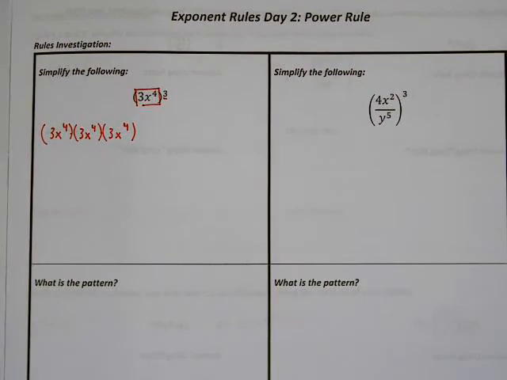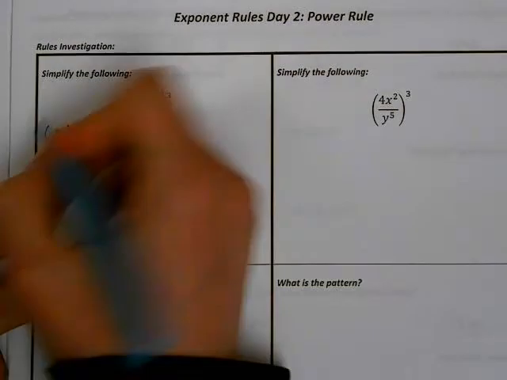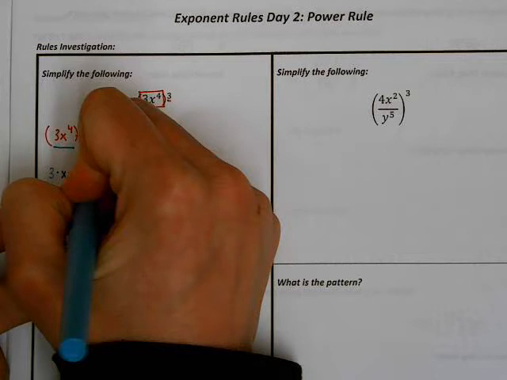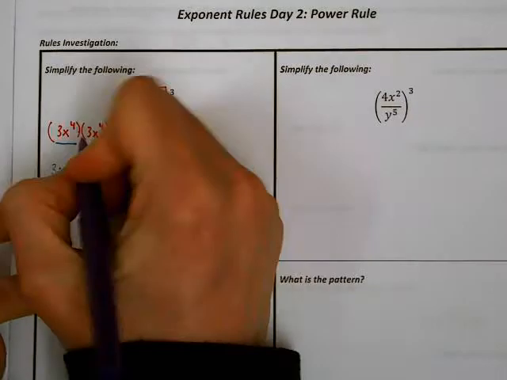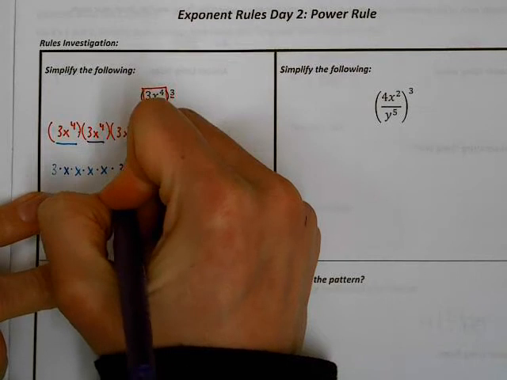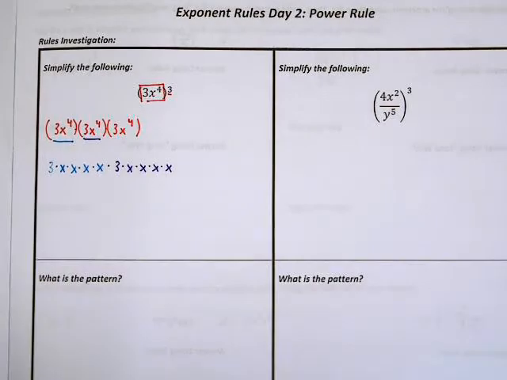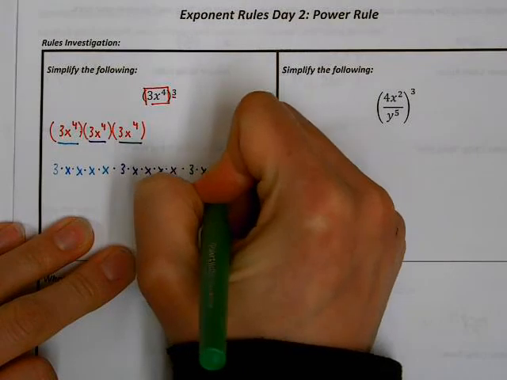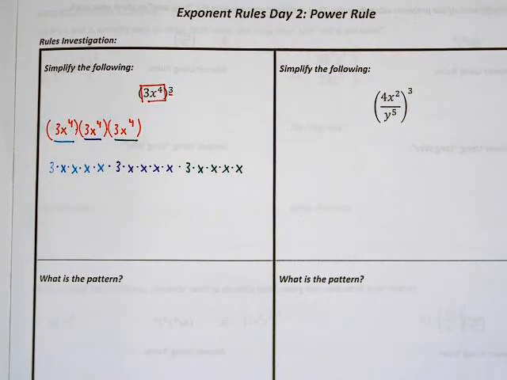Now we could take this out and expand it even further. So for this factor, I could write 3x to the fourth as 3 times x times x times x times x. I'm going to do the same thing here. So I have another times 3 times x times x times x times x. And then I've got one more factor here.